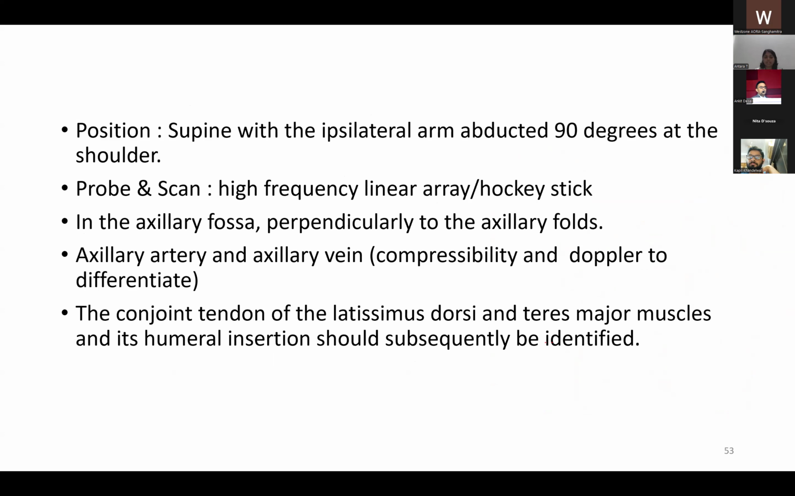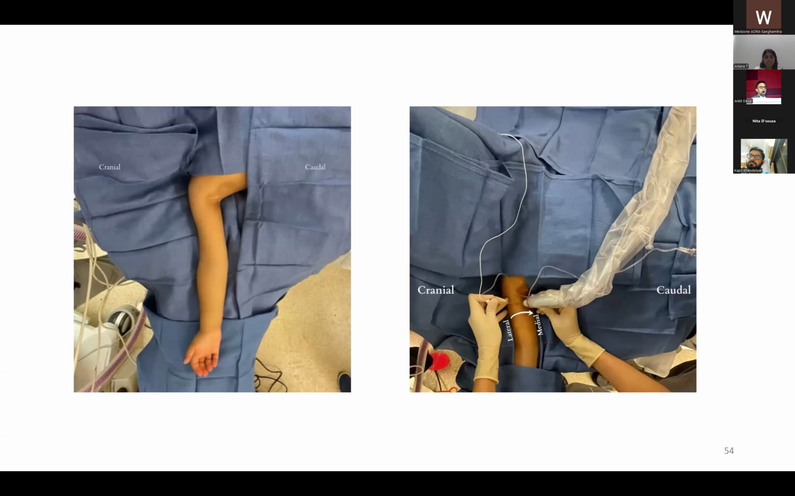The axillary vein is compressible, and the compressibility can be used to differentiate between the artery and the vein. We can also use Doppler for the same. The conjoint tendon should subsequently be identified, as all the nerves lie above the conjoint tendon. This is the position of the patient while the probe is held in this position.